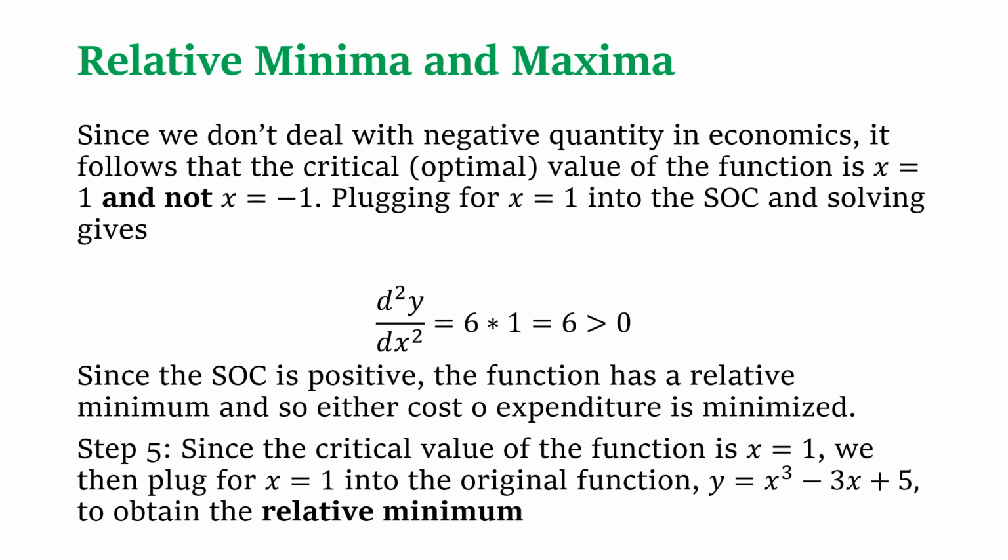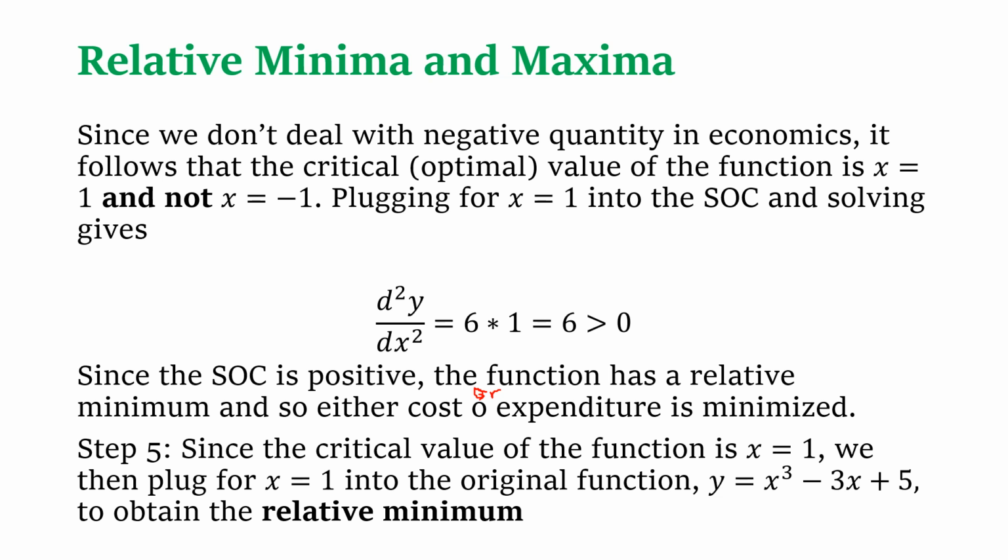If we plug in minus 1 there, we're going to have a negative. But in economics, we don't deal with negative values, right? We always deal with positive values. So if at all you have two values, plus or minus 10, always take the plus 10, because in economics, we don't deal with negative numbers. So since the SOC is positive, the function has a relative minimum, and so either cost or expenditure. Now this one should be all. Either cost or expenditure is minimized.